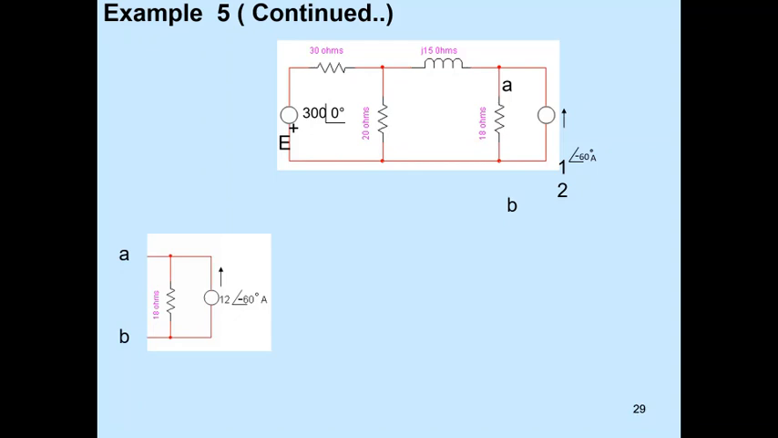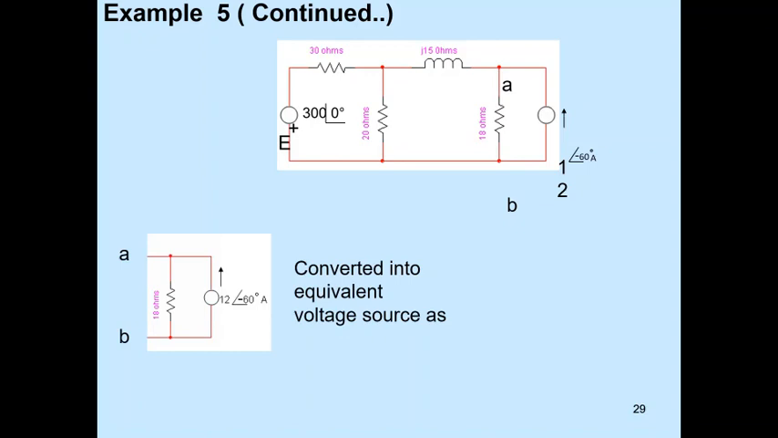(18 ohms) and 12 at an angle of 60 degrees. That is the current source, so converted into equivalent voltage source. See here, for writing mesh equations, we have to convert all the current sources into voltage sources.